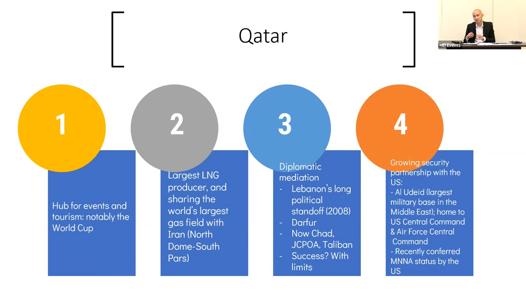More importantly, Qatar is also the largest LNG producer and shares the world's largest gas field with Iran. And you see why the Qatar and Iran relationship also stands to gain from the current cooling climate, in that Qatar could be a gateway for Iran to deepen talks and cooperation with the rest of the Gulf states.